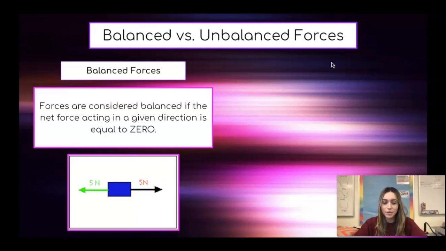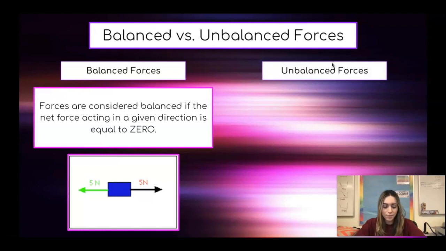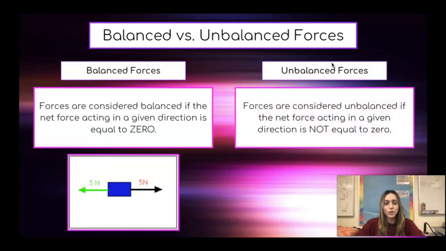If I were to sum those to find the net force, I would have 5 newtons minus 5 newtons, or 5 newtons plus negative 5 newtons, which equals 0. That means that the net force acting on this object is 0. You can also see visually it looks balanced. We have 5 on one side and 5 on the other. An unbalanced force, on the other hand, is when the forces add up to, or the net force in a direction is not equal to 0.